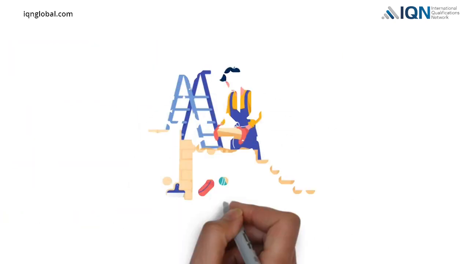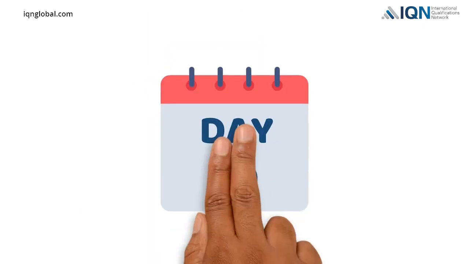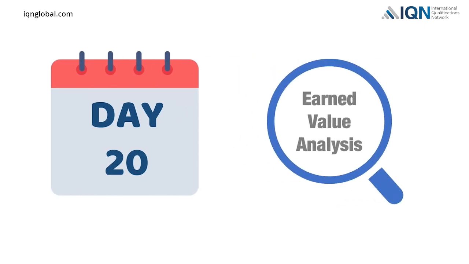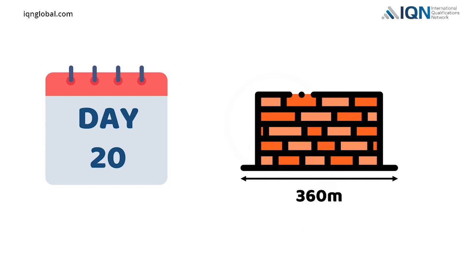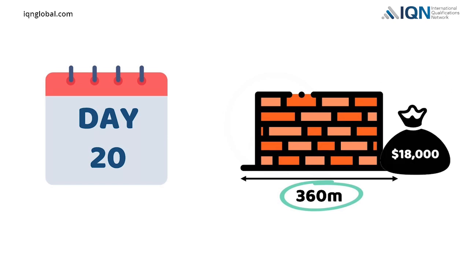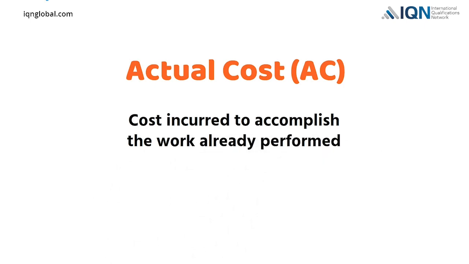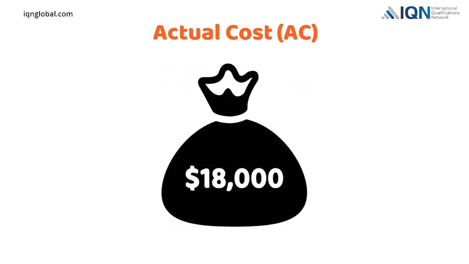But when the project actually started, we found that project progress is different than what was planned. Now, 20 days of the project have passed, and we have been asked to carry out the earned value analysis. At the end of day 20, we have built 360 meters of wall. In order to build 360 meters of wall, we have incurred $18,000. This cost is known as actual cost. Actual cost, AC, is the cost incurred to accomplish the work already performed. In our project, we incurred actual cost of $18,000 at the end of 20 days of the project.